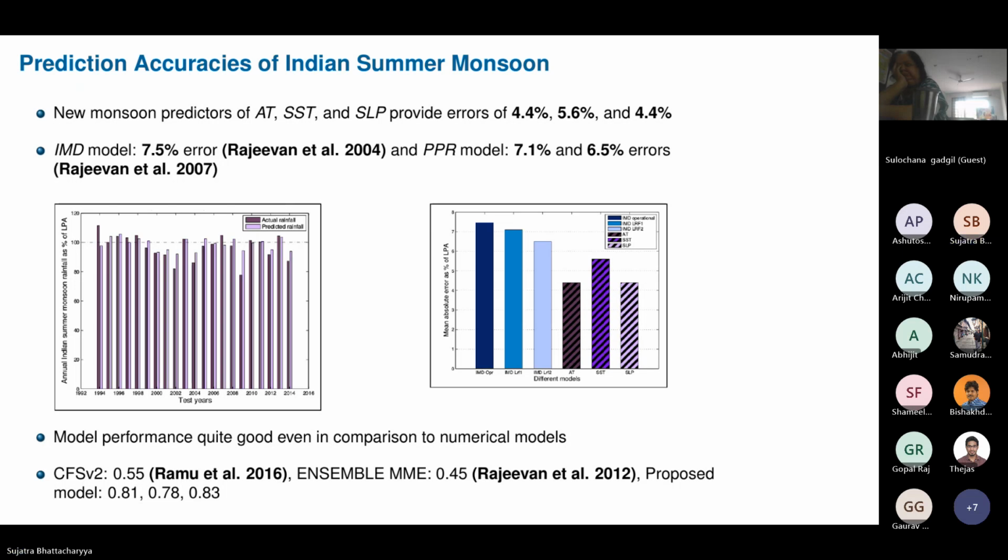And if you compare it with numerical models, the temporal correlation we got for CFSv2, which is the numerical forecast model currently being used by IMD, is 0.55. And from various other sources, which Ravi had calculated, it was 0.45. Of course, these results are a little dated. I'm sure it has improved over time. But still, I don't think they have come to the level where a simple model had correlations of 0.8, 0.82, 0.83.